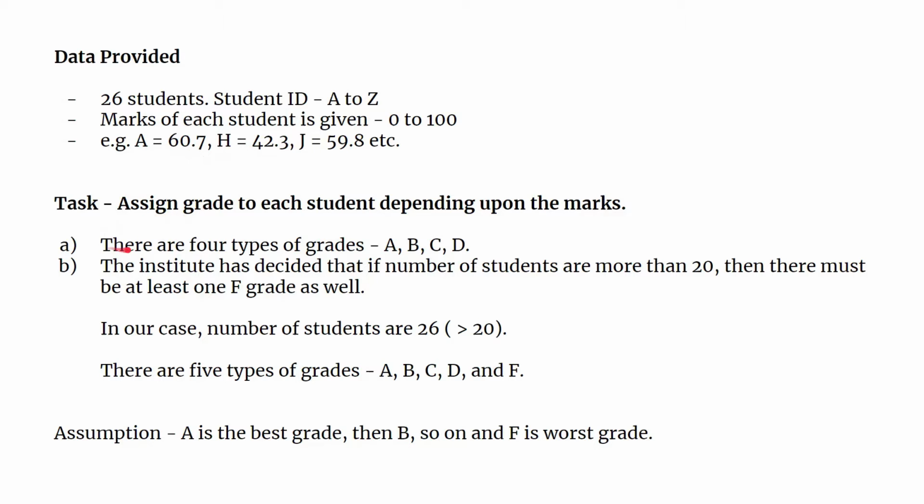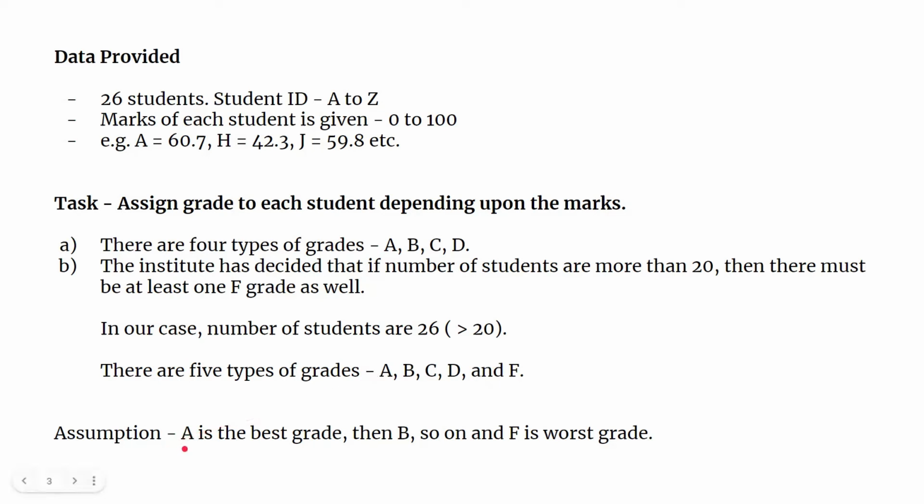In part A, there are 4 types of grades A, B, C and D. And in part B, suppose the institute has decided that if the number of students are more than 20, then there must be at least one F grade as well. But in our case, the number of students are 26, which is greater than 20. Hence we must have at least one F grade. Therefore, we have A, B, C, D, and F grades.